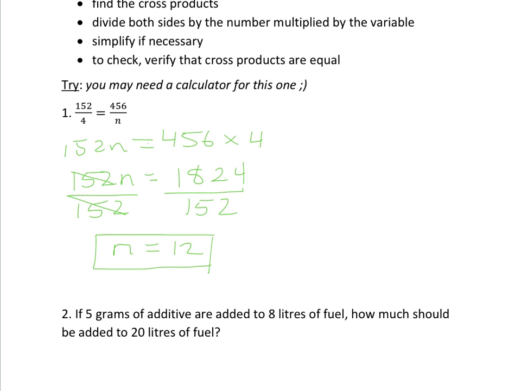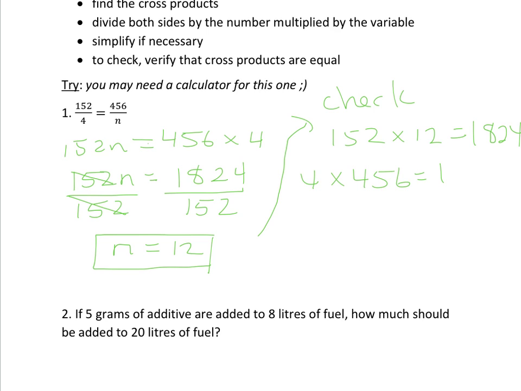Now again, we can do the check by testing the cross products. So 152 times 12, and if you pull out your calculator, you'll get 1824. And if we do 4 times 456, we will also get 1824. So our answer is correct.